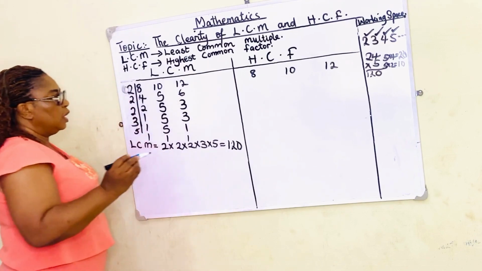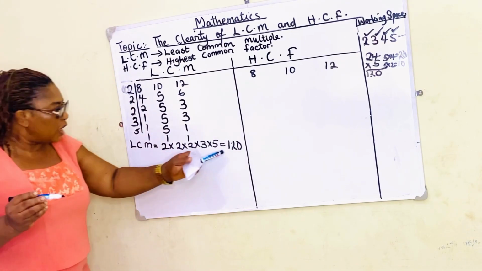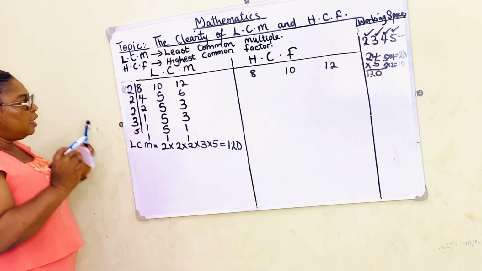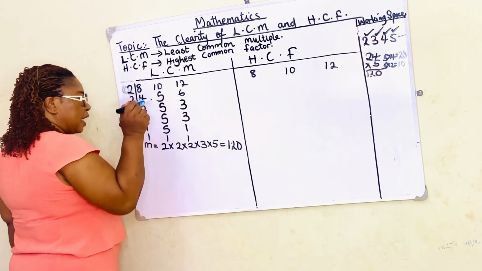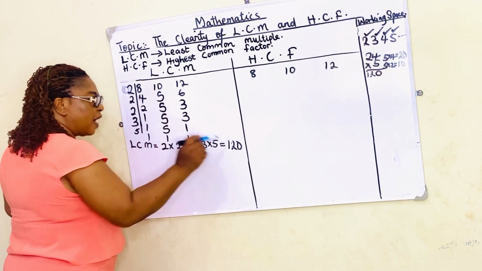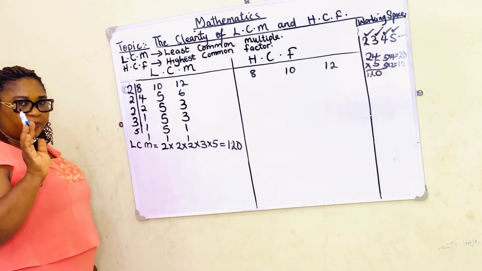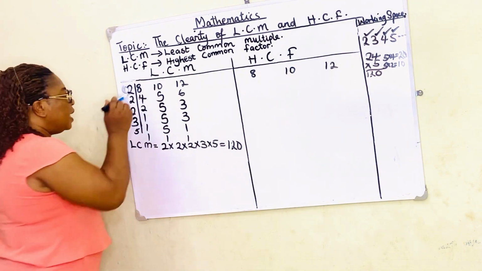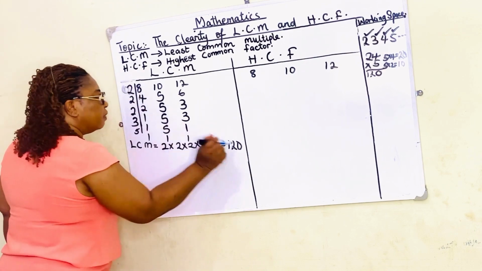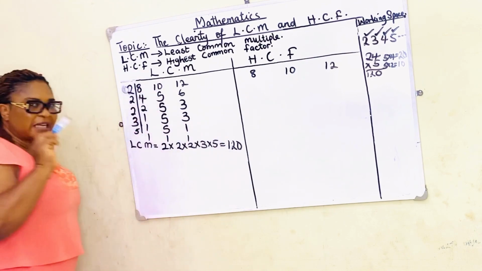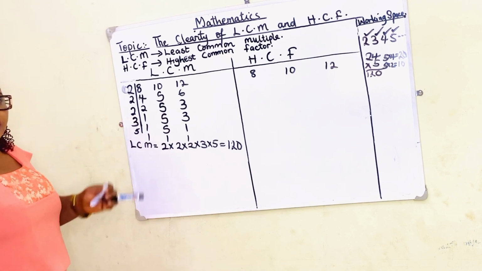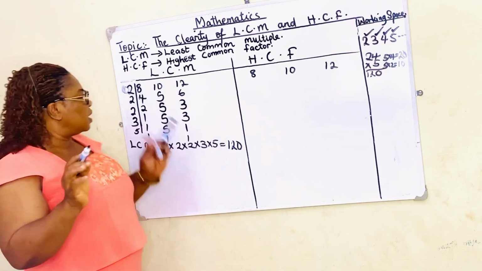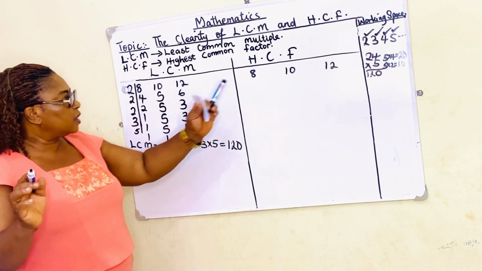120 is the LCM. 120 is the number that 8 can divide, 10 can divide, and 12 can divide. The smallest number that 8 can divide, 10 can divide, and 12 can divide. That is LCM for you. Do you understand it now? We get to the next one. Let's look at the H.C.F. The same numbers, 8, 10, and 12.